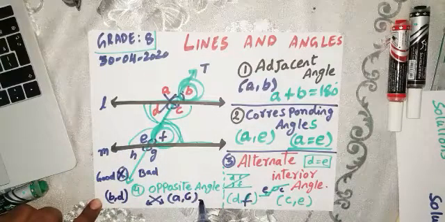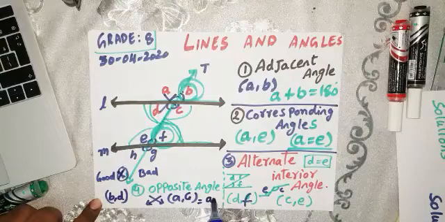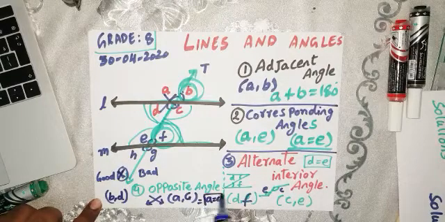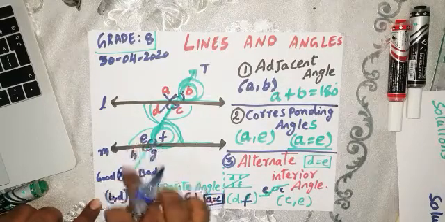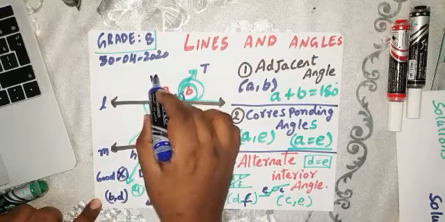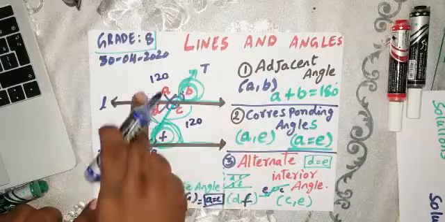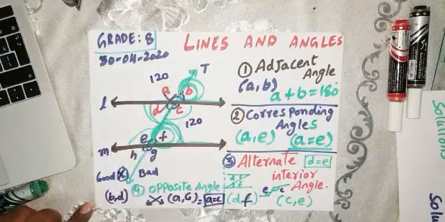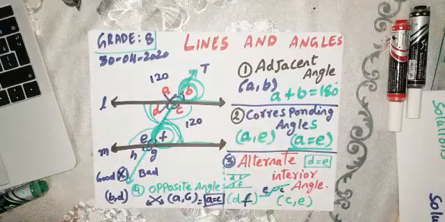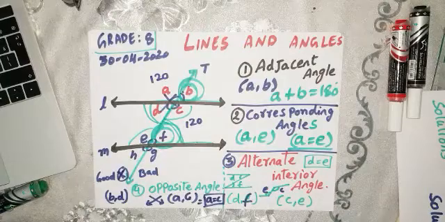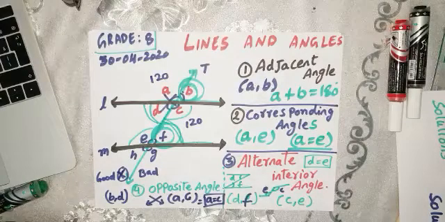And the nature of opposite angles is that they are also equal. For example, if this is going to be 120, then C should also be 120. So opposite angles are equal. So these are the four important parts of angles you have to know to move further into the chapter.